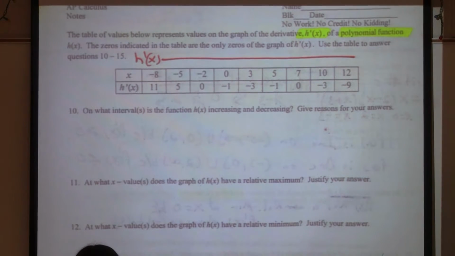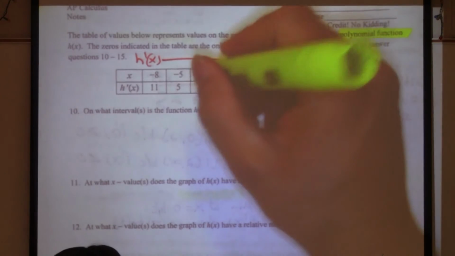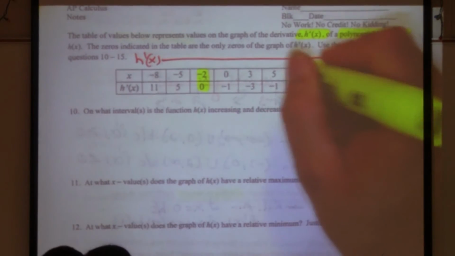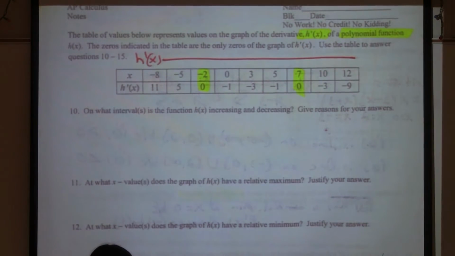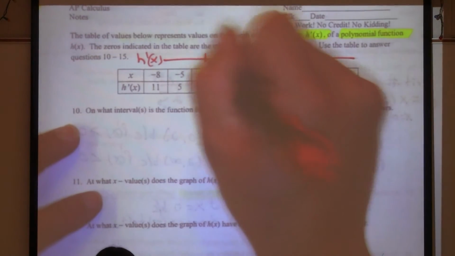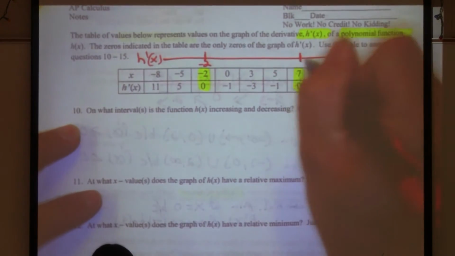Critical numbers, good job, Caitlin, okay? So critical numbers are where the derivative equals 0. Can you tell me where the derivative is equal to 0? At -2 and at 7. The table is listing the derivatives, right? Yes. Alright, so right here we're going to put it on the sign line, -2 and what?